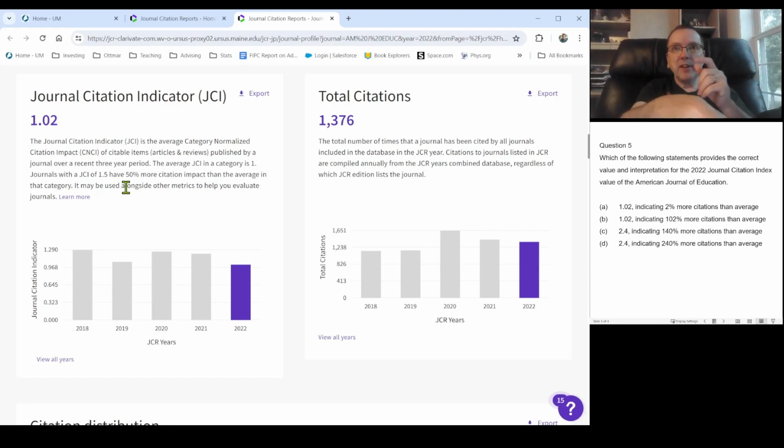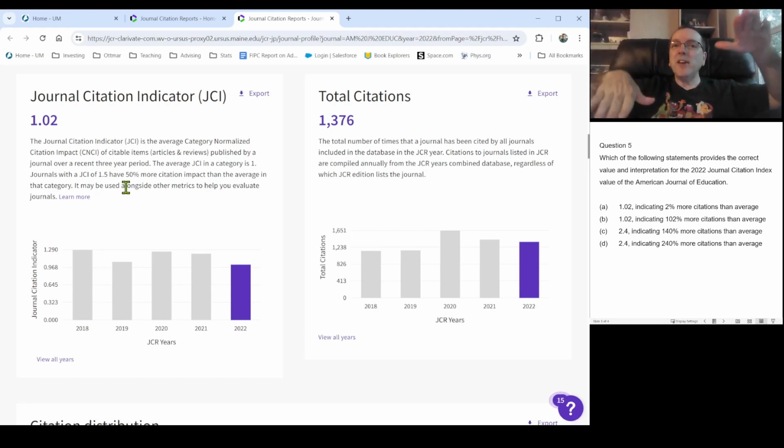As the guide says here, a JCI of 1.5 means it's 50% more citations than is averaged for that discipline, and a JCI of 0.5 would mean they're 50% less. They're only getting half as many citations as you'd expect for journals in that discipline. So it equalizes things across disciplines a little bit better. I think it's a nice measure that we're going to start seeing a lot more.